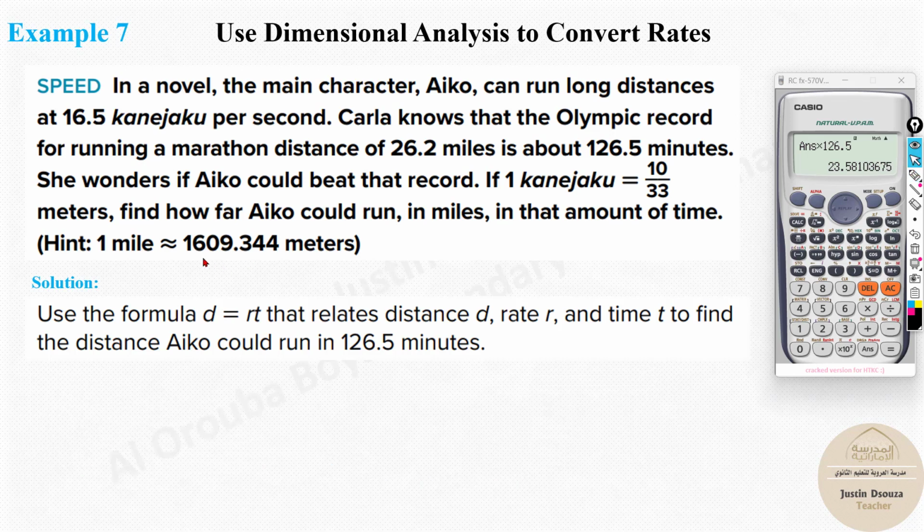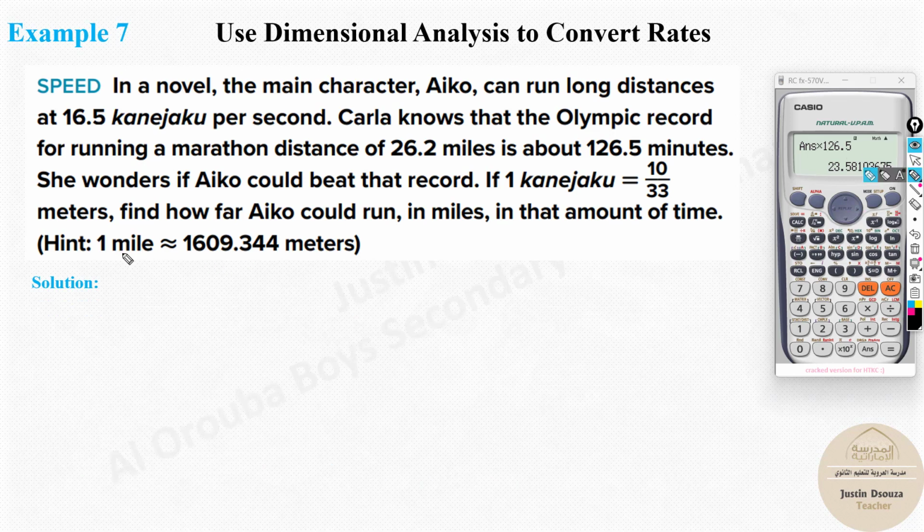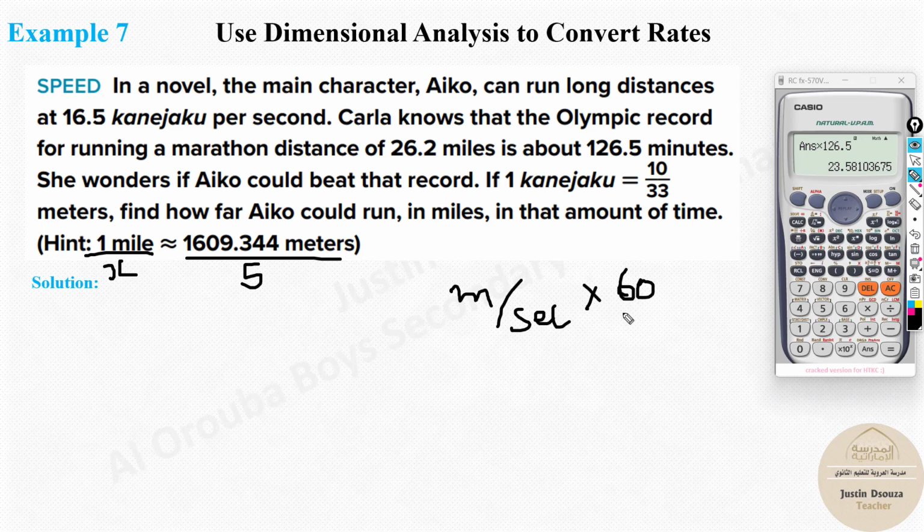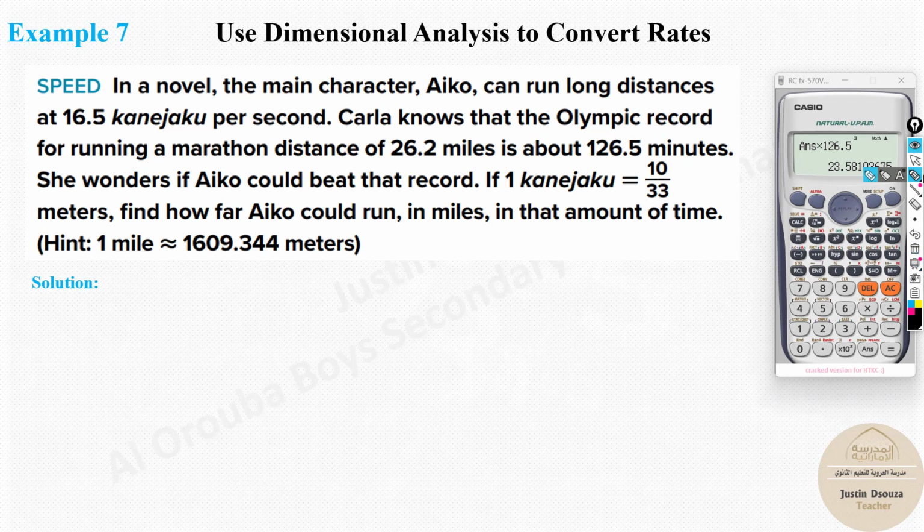From meters to here miles. So we have 1 mile is equal to so many meters. It was 5 meters divided by 5 divided by x. You will get in miles. And then that is miles per second. So we need to get in terms of minutes. So all you need to do is multiply by 60. If you multiply seconds by 60, it'll become minutes. And then what you do is multiply 126.5 minutes, you will get the final answer. That's how we solve it.